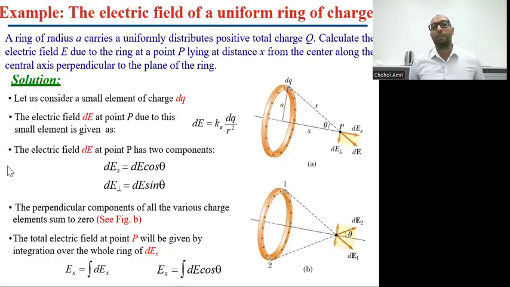In the third example, we are talking about the electric field of a uniform ring of charge. Here, we will talk about a ring. Before, we were talking about a rod or a wire, a straight rod. Now we have a ring. A ring of radius a carries uniformly distributed positive total charge Q. Calculate the electric field E due to the ring at a point P lying at a distance x from the center along the central axis perpendicular to the plane of the ring. Good.